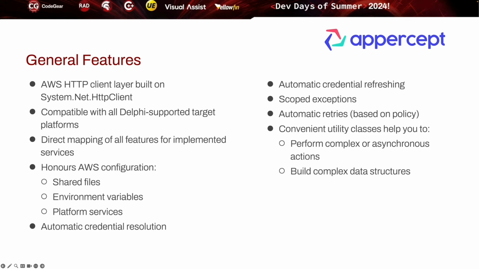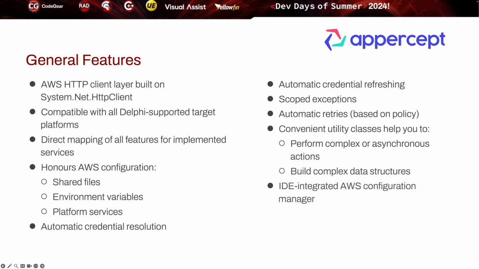Also, there are times where you need to build complex data structures, like in Amazon's Identity and Access Management. Permissions are granted to users and roles and groups and so on through a JSON structure, an IAM policy document, and we provide utility classes to help you build that up in Pascal without having to directly interact with the JSON.